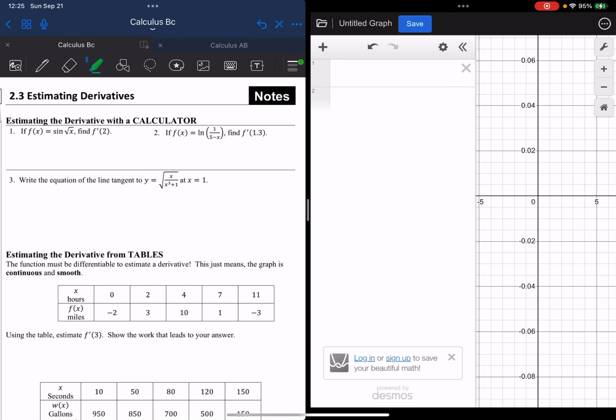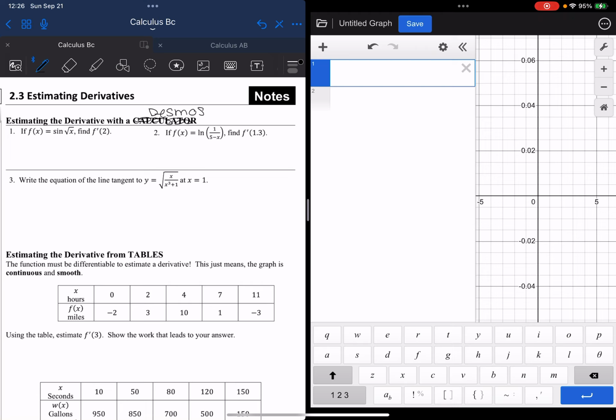This is 2.3, estimating derivatives. So it says estimate the derivative with a calculator. Okay, so remember, we're not doing any of this with a calculator. This is all going to be done on Desmos, which is so much easier than the calculator, because if we were using like a TI-84 or a TI Nspire, you would have to remember to click certain buttons in order to estimate this derivative. But for Desmos, all we have to do is type in the function and then f prime of that function, so the derivative of that function, and it will give us the value right off the bat. So for example, number 1 says f of x is equal to sine square root of x.